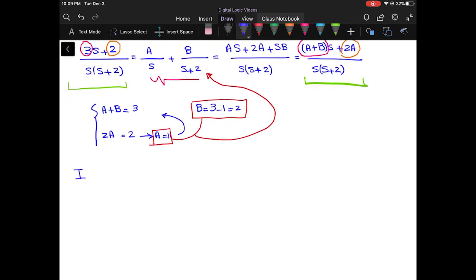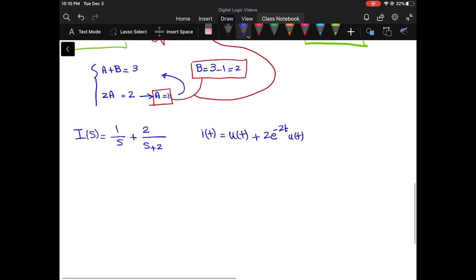So I of s is equal to 1 over s plus 2 over s plus 2. If I want to find I of t, it is the Laplace inverse of these two fractions. The Laplace inverse of 1 over s is u of t, plus the Laplace inverse of 2 over s plus 2, which is 2e to the negative 2t u of t. These can be found in the Laplace transform tables. So now I have I of t.